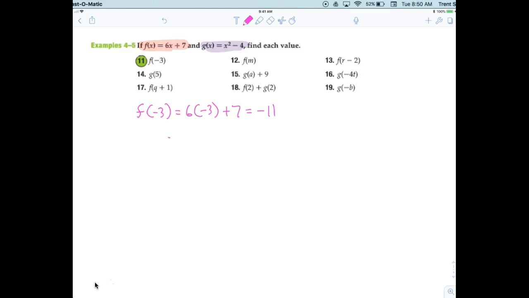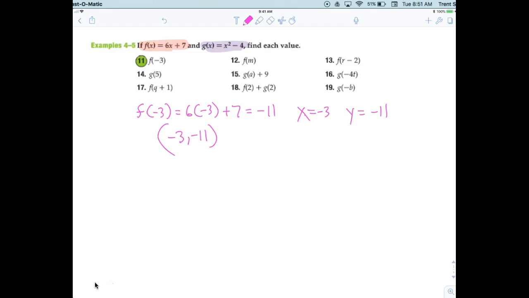That means that -3, -11 is on the graph. That also means when x is -3, y is what? Now you don't have to write all that down. I'm just emphasizing that point. Is everybody good on this? Good.